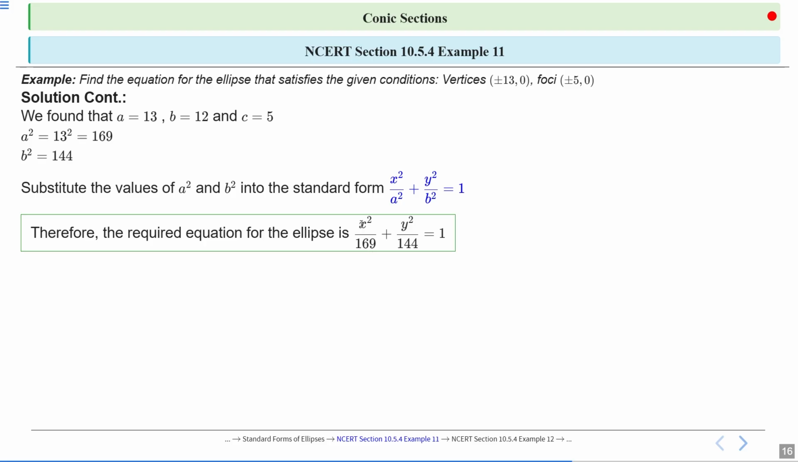Okay, so you can recheck the vertices. The coordinates of vertices for this ellipse are plus minus 13 comma 0, and the coordinates of foci are plus minus 5 comma 0. Okay, so you can verify this. So I hope this example is clear to all of you. So now let's move to the next example.